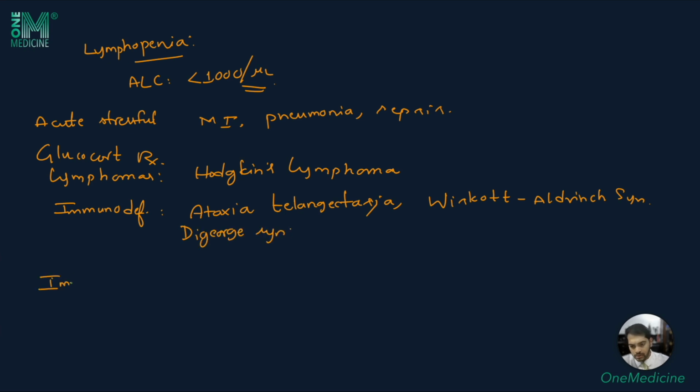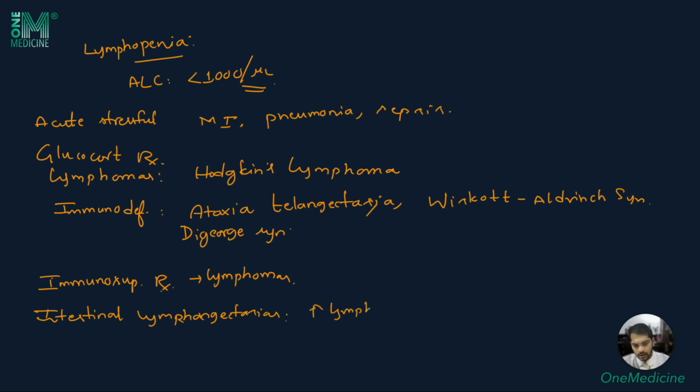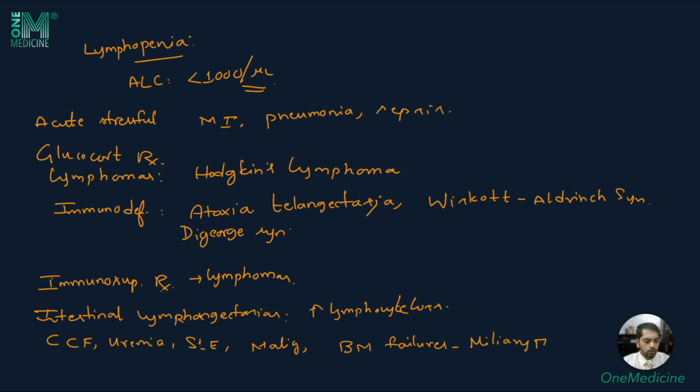It can occur in immunosuppressive therapy, which is usually given for lymphomas. Intestinal lymphangiectasias, that is increased lymphocyte loss, can also cause a lymphopenia. Chronic illnesses such as congestive cardiac failure and uremia, SLE, disseminated malignancies, and bone marrow failures, and miliary tuberculosis can also cause lymphopenia.